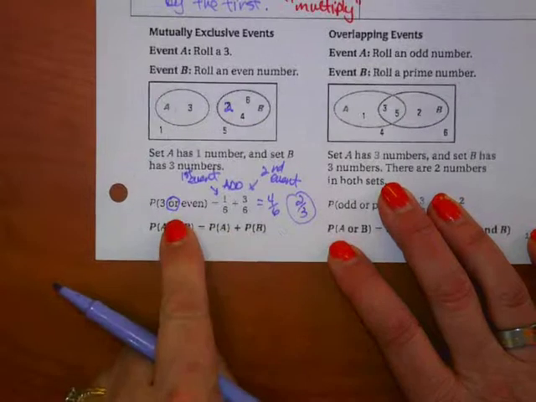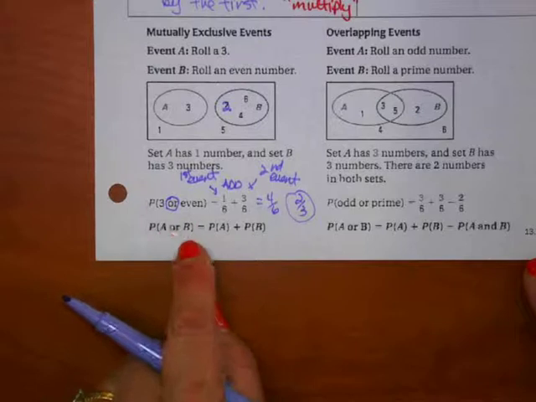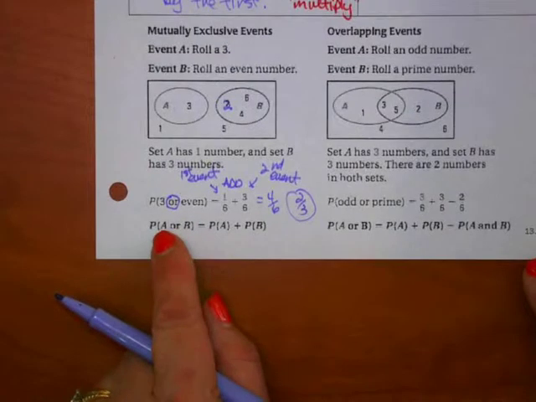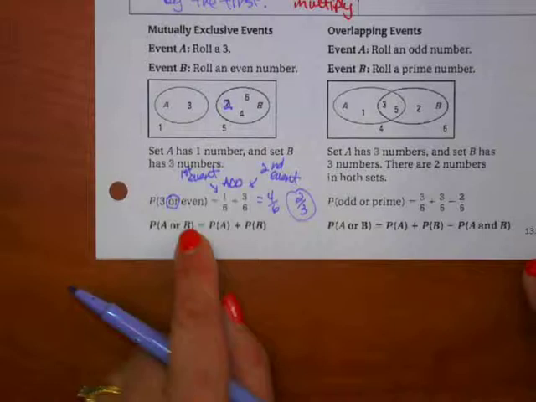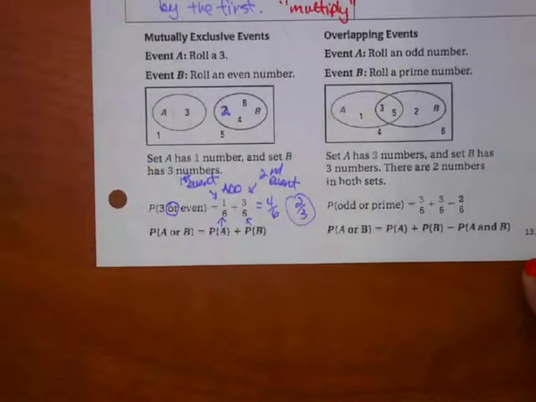Looking for that word or is important. Or, and. And it's just written like this. The probability of event A or B occurring is the probability of A, which we just figured out here, plus the probability of B.